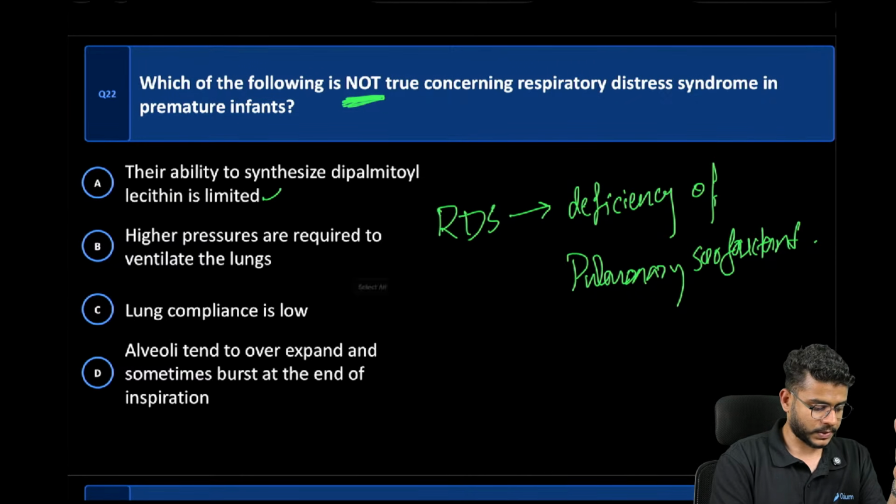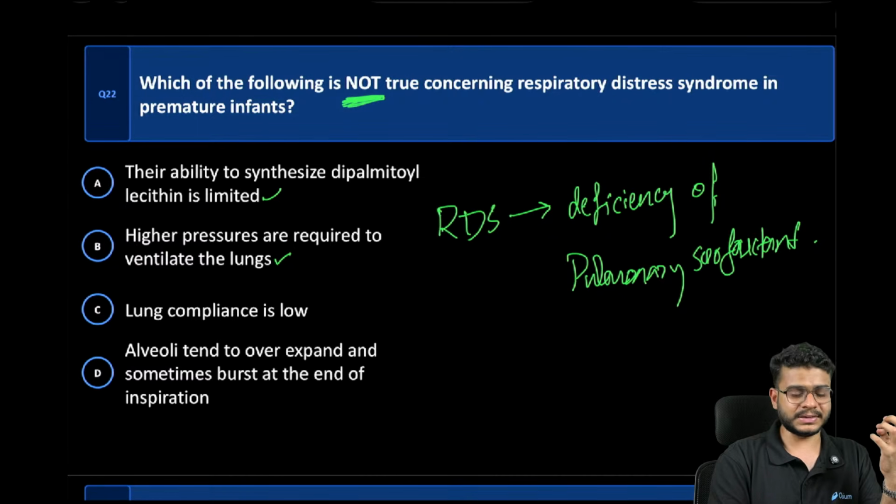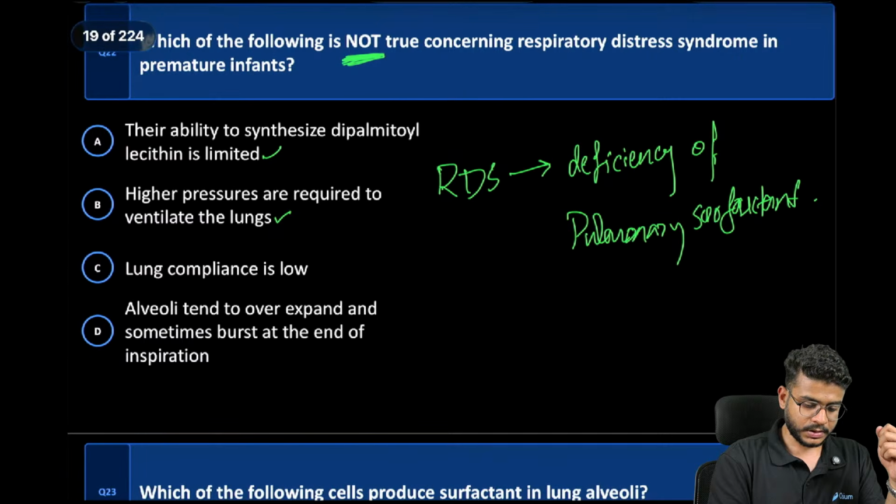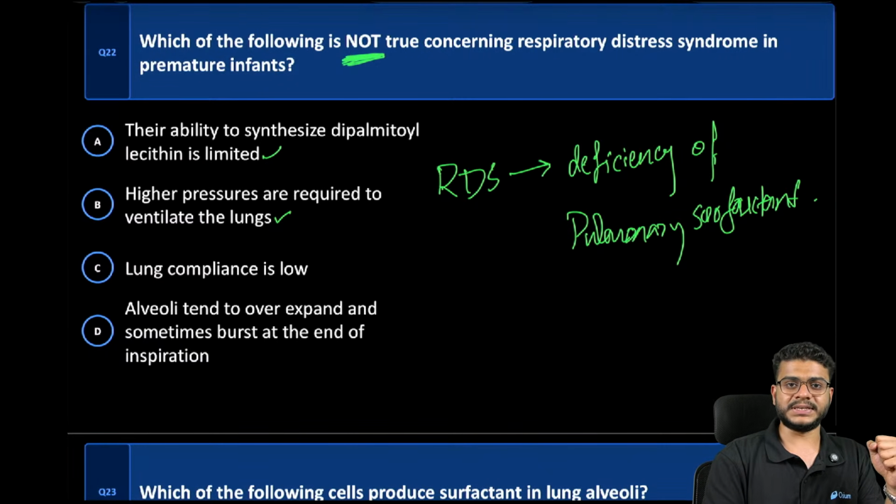Yes, that's correct. Higher pressures are required to ventilate the lungs. Yes, that is correct. No surfactant, so the lung has a higher tendency to collapse, so higher pressure will be needed to ventilate the lungs. Lung compliance is low. Compliance is nothing but the stretchability of the lung. As I said, there is deficiency of surfactant, so the lung will have a tendency to collapse. It will be difficult to stretch the lungs. So the lung compliance is low.